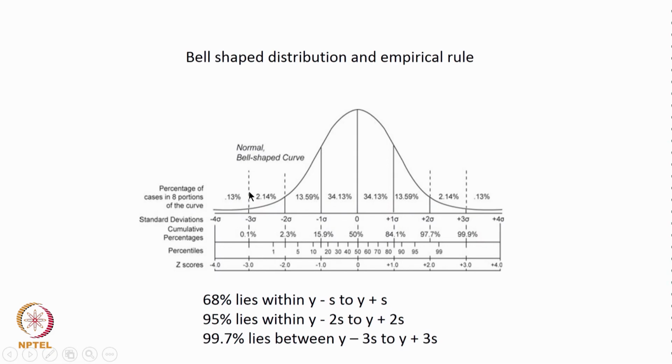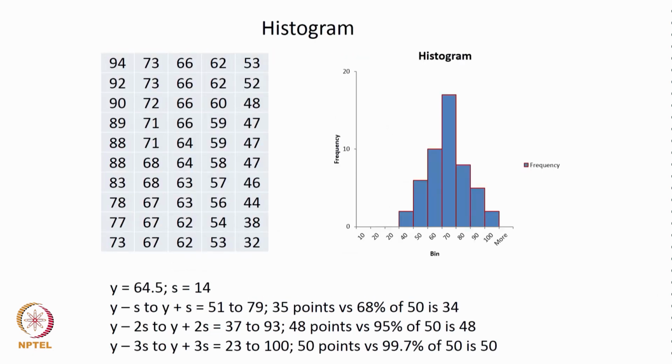Now, this leads us to the bell shaped distribution called the normal distribution, about which we will look in more detail towards the end of this course. So, the normal distribution is a bell shaped curve, also called a Gaussian distribution. Here this is the mean, so 68% of the data will lie within y minus s to y plus s, 95% will lie within y minus 2s to y plus 2s, and so on, where s is the standard deviation.